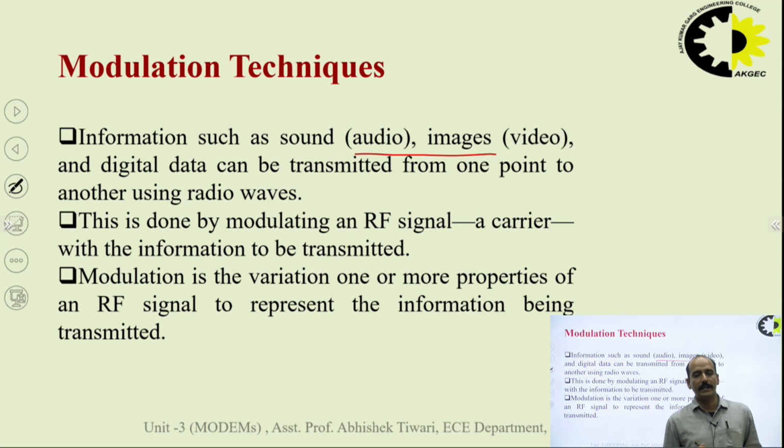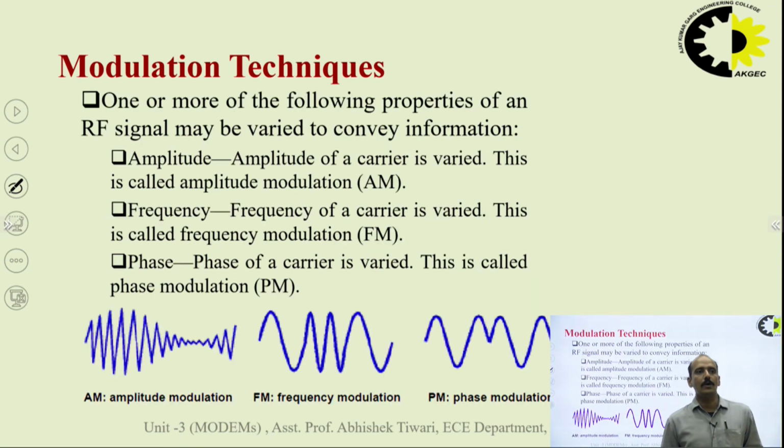After that, we get a modulated signal, and that modulated signal is transferred through a wireless or wired medium. Starting from these modulation techniques, we have two types of modulation techniques: analog modulation and digital modulation.